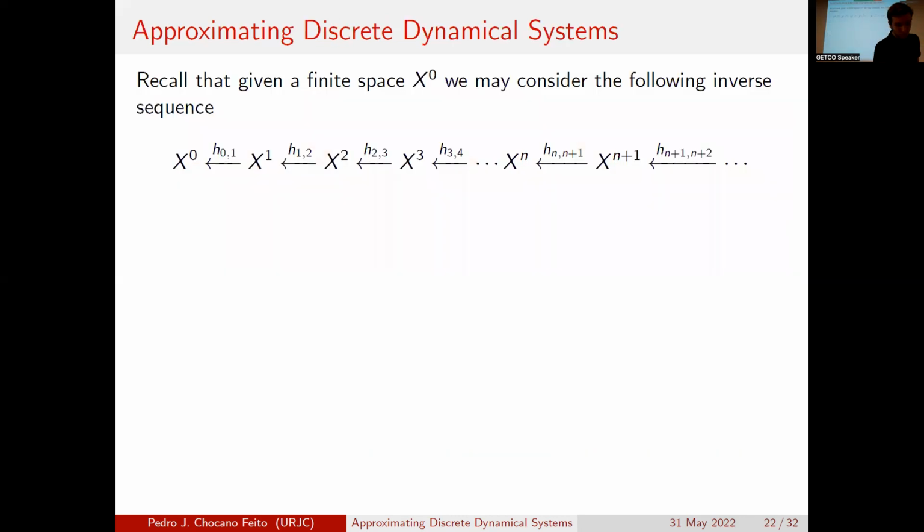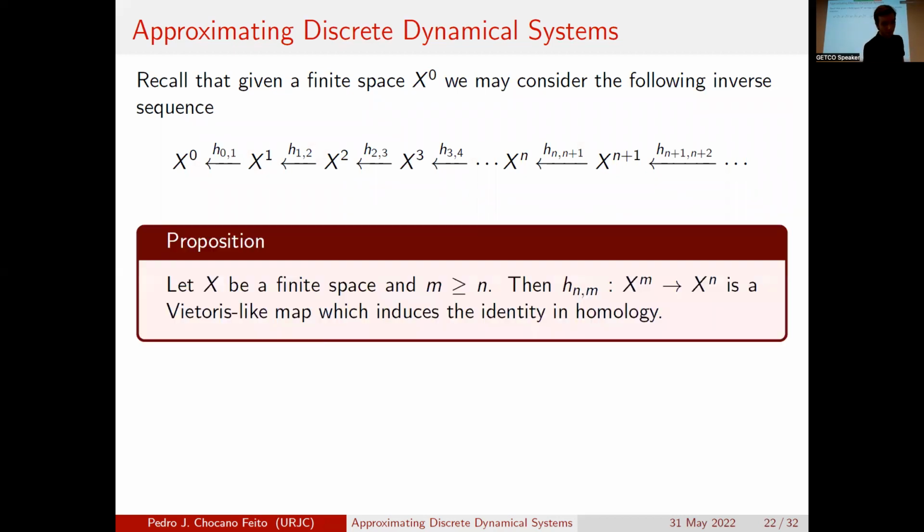So don't forget our original goal. Our original goal was to approximate some dynamical information, or to start to develop a theory of approximation. I will recall that we have this inverse sequence, which is constructed considering the finite barycentric subdivision. And we have continuous maps between them. The continuous maps that we have are vectorized-like maps, and even more, they induce the identity in homology.